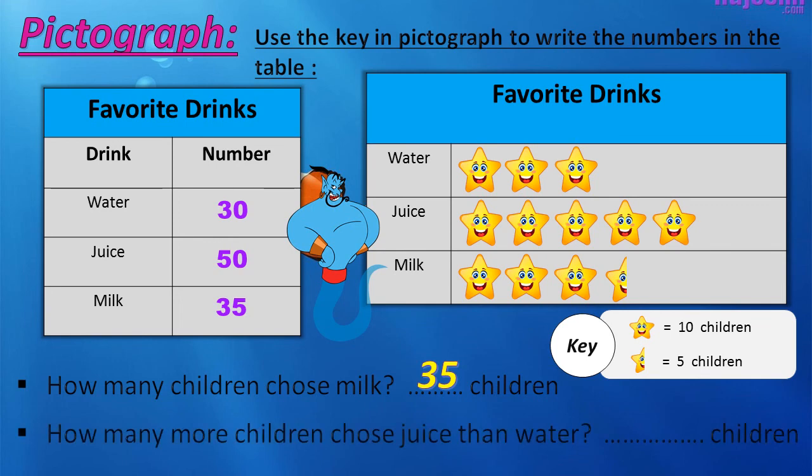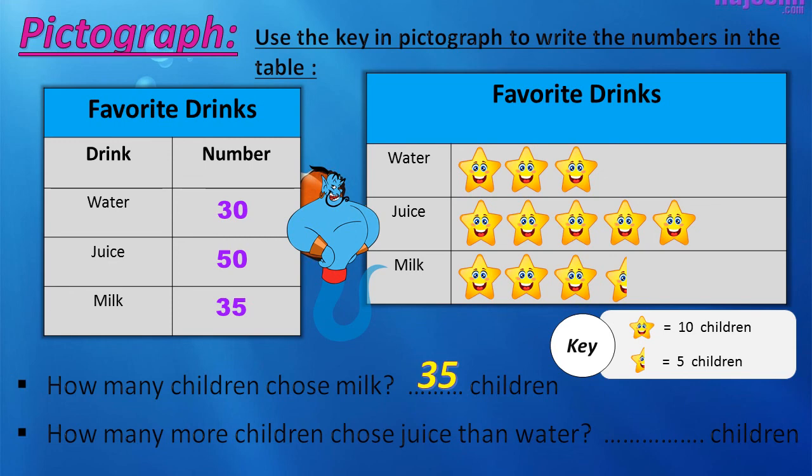Let's move to the next question. How many more children choose juice than water? Did you notice something, guys? Yes. The words more than mean what? He wants the difference between the number of children who choose juice and water. He wants me to make a subtraction.